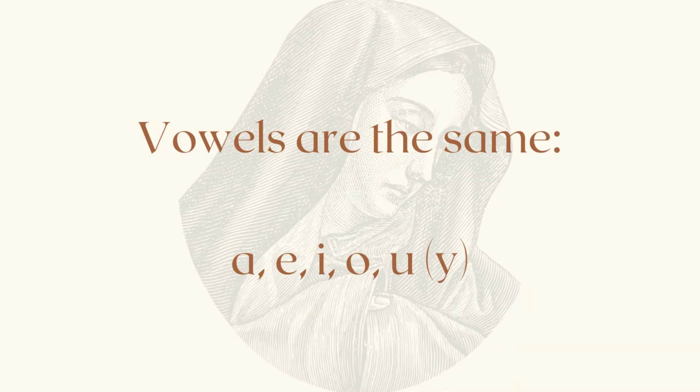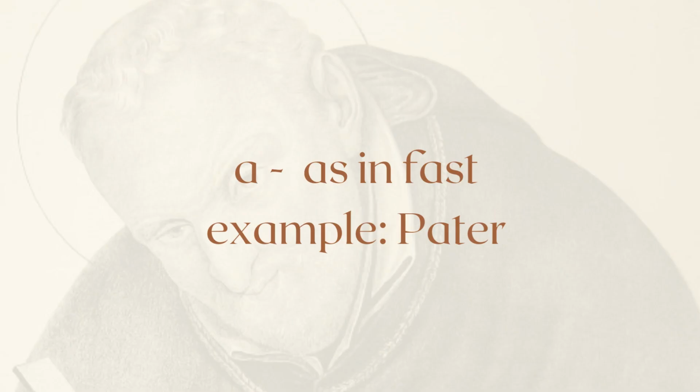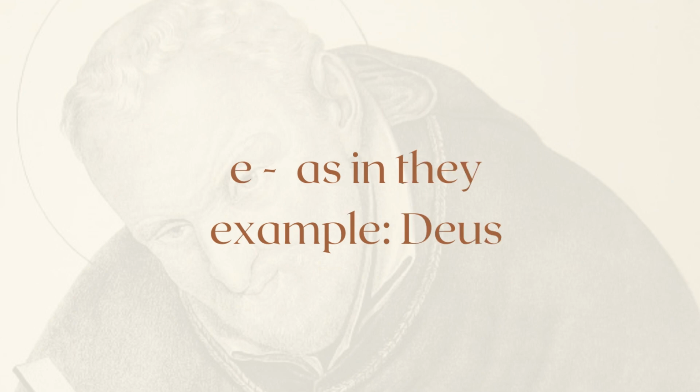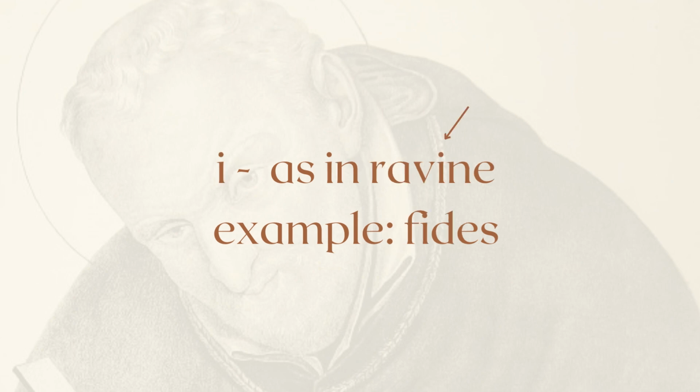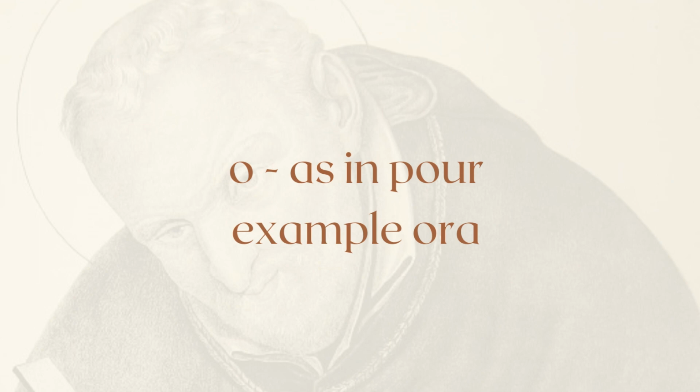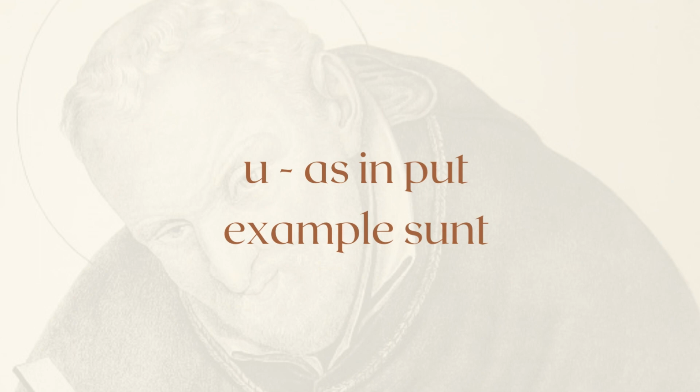Vowels in Latin are the same as the vowels used in English: A, E, I, O, and U, and Y, although a consonant, is also classified as a vowel. Here's how they sound. A is pronounced ah as in fast, for example, pater. E is pronounced ay as in they, for example, deus. I is pronounced ee as in ravine, for example, fides. O is pronounced or as in poor, for example, ora. U is pronounced oo as in put, for example, sunt.